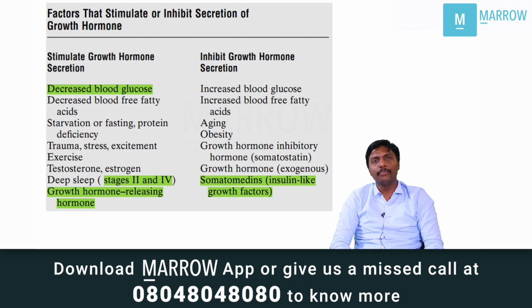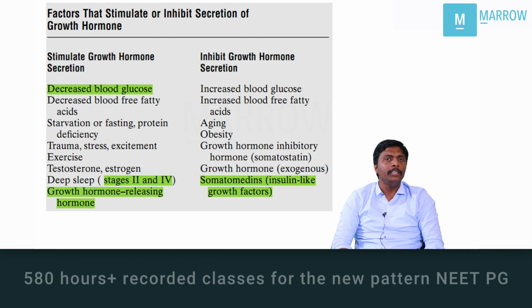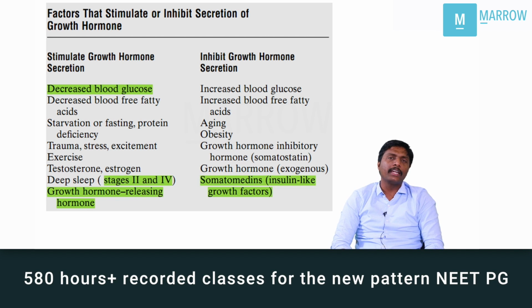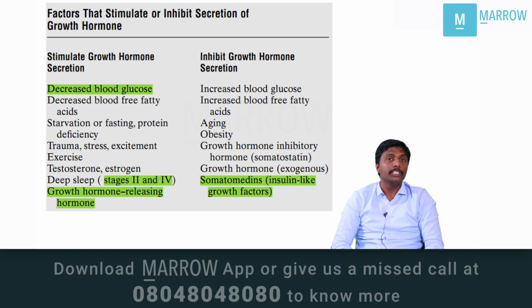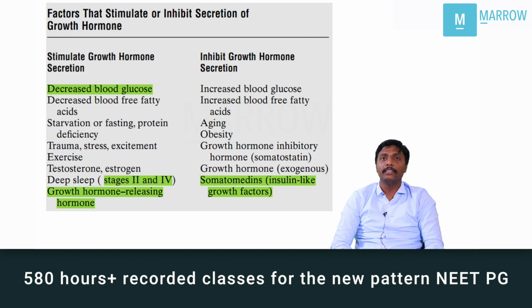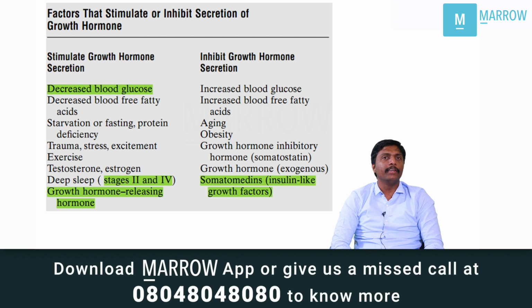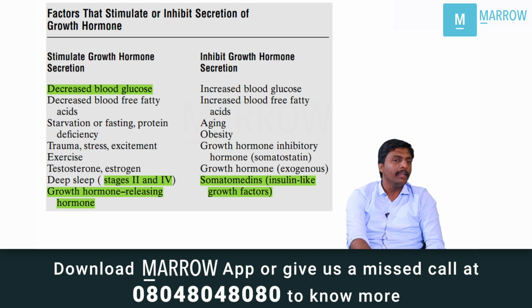I'll tell you the MCQ first. Which is considered to be the most potent factor for growth hormone secretion? If this factor is present in the human body, growth hormone level rises within a fraction of a second. Such a powerful stimulus. What is that? The answer is very simple. Blood glucose levels. Make a note of this point.